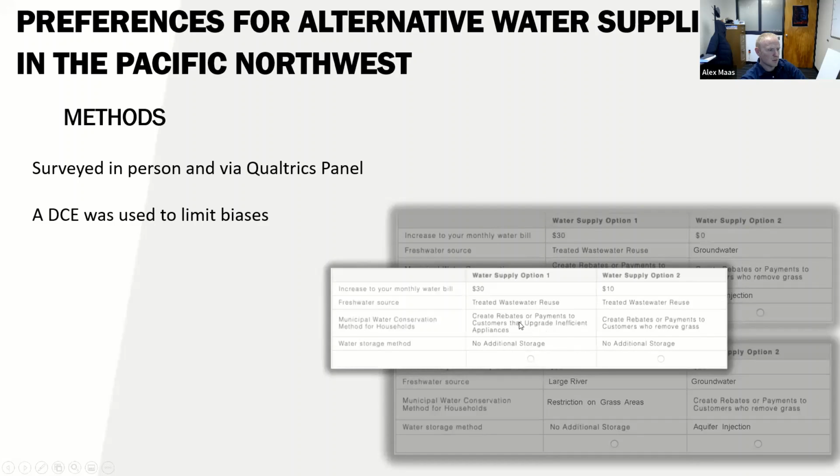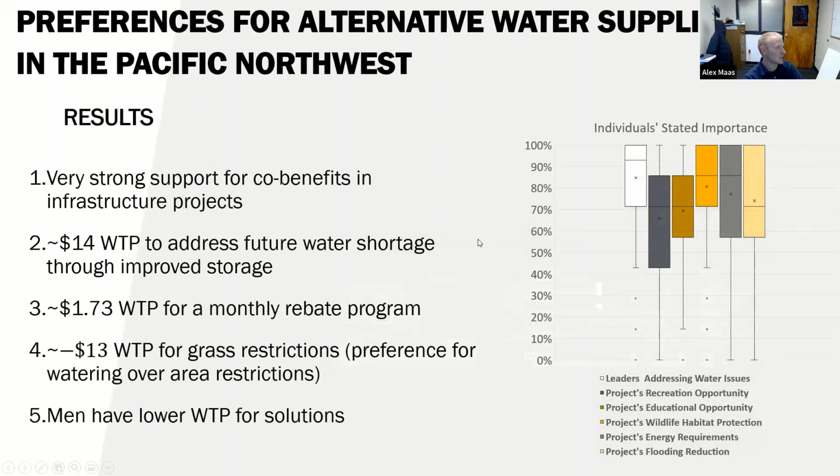But now there's also going to be rebates for upgrade inefficient appliances versus rebates to remove grass. And then is there additional storage involved? In this case, no. And so we sort of cycled through these randomly. And what this allows us to do is, based on this willingness to pay, we can actually back out sort of what people's preferences are and how much they're willing to pay for particular attributes of a water supply project. And I don't want to go too much into the statistics of any of this.